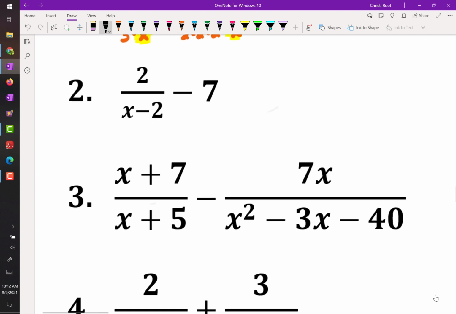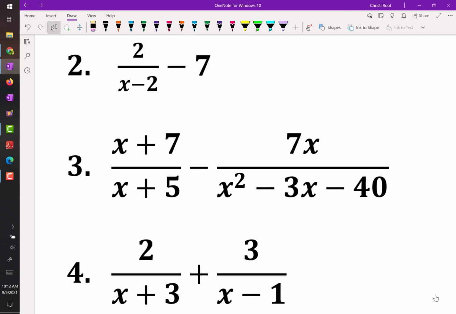Okay, so let's look at number 2. I have a denominator here, but this one's looking kind of weird. What's the denominator on that 7? I don't see it. Yes, it's a 1. So if you have a whole number, if you don't see the denominator, make sure that you put the little 1 in there. Okay, and you look at them separately.